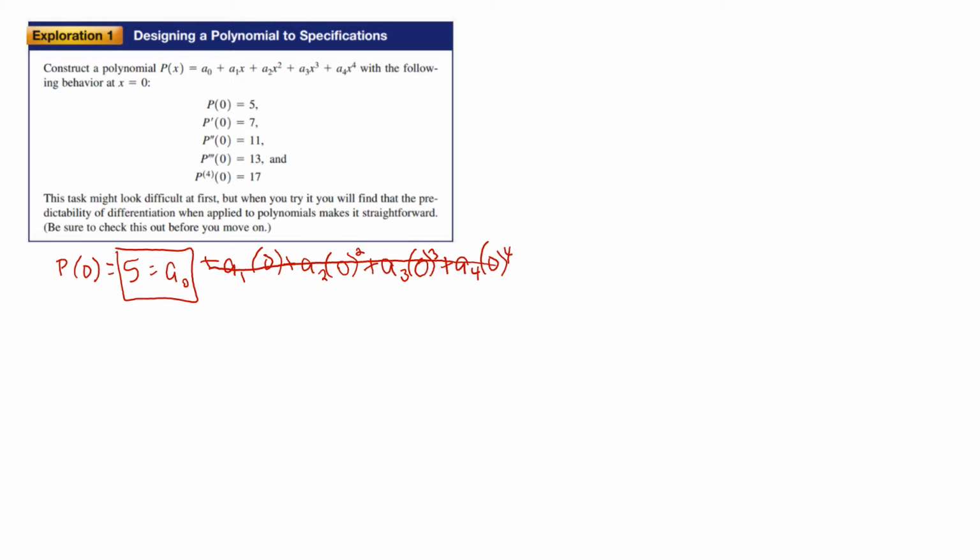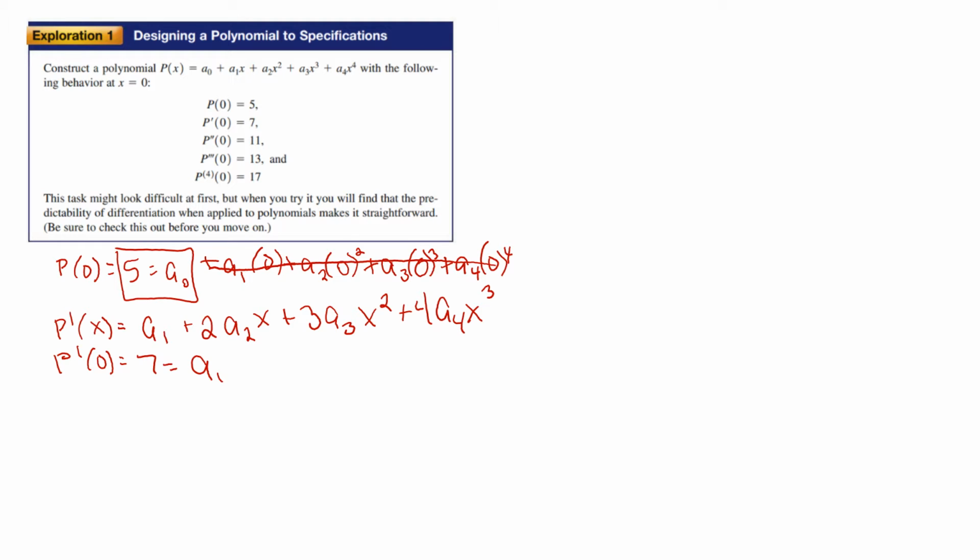All right. Now we need the derivative at 0 to equal 7. So first we need to find the derivative. P prime of x: well, the a naught is a constant, so that goes away. So we'll have a1 plus 2 a2 x plus 3 a3 x squared plus 4 a4 x cubed. Now when we plug in 0, it's going to have to equal 7. And so we'll have a1 plus, and then everything else has an x in it, so we're going to have a whole bunch of zeros, just like we had for that first one. So a1 equals 7.